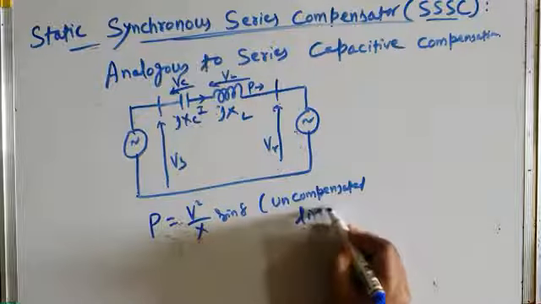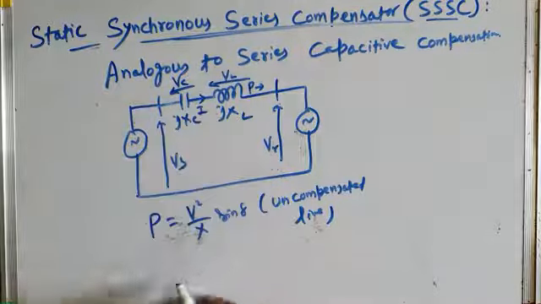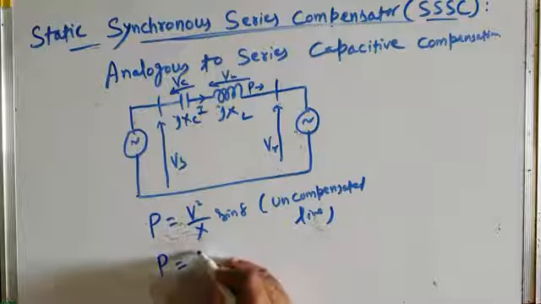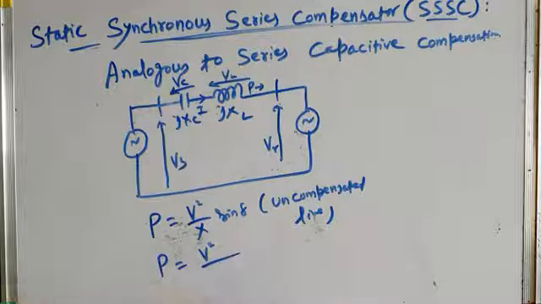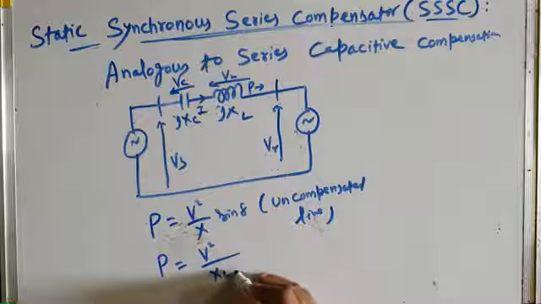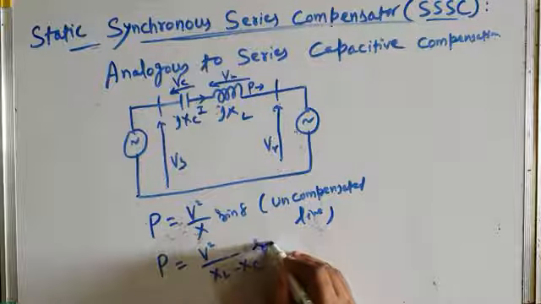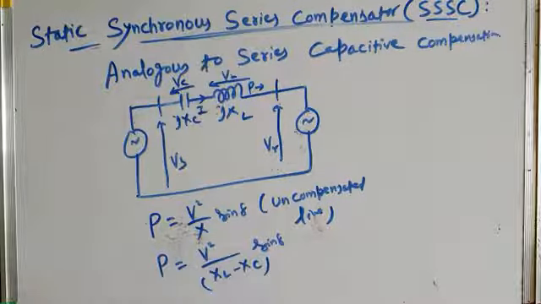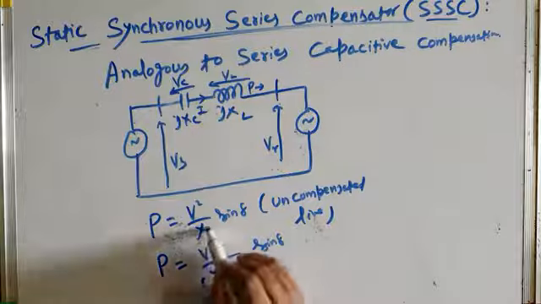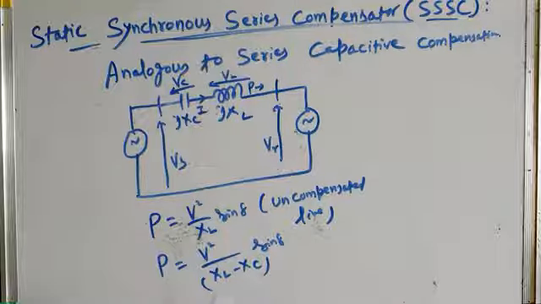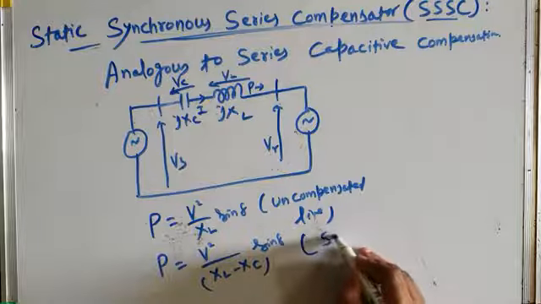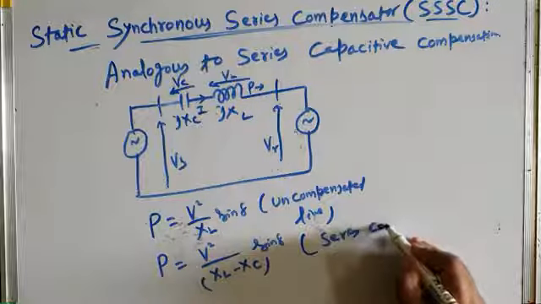Uncompensated line. And for a series capacitive compensated line, this power gets modified to V square by XL minus XC sine delta. Where XL is now the transmission line reactance. Here it was V square by XL for the uncompensated line, and now this is the series compensated line.